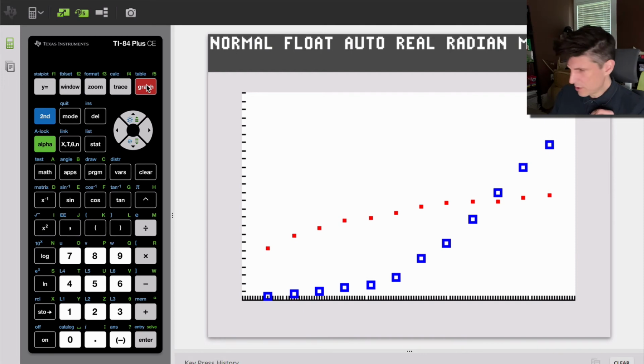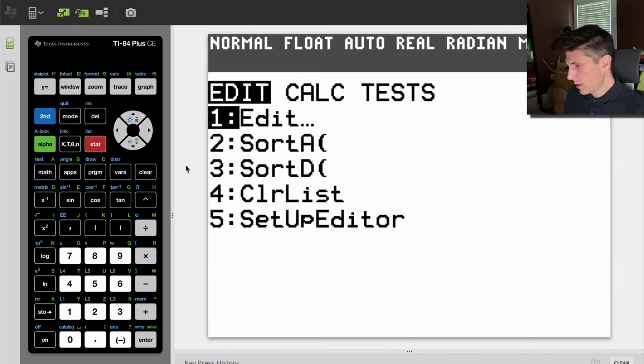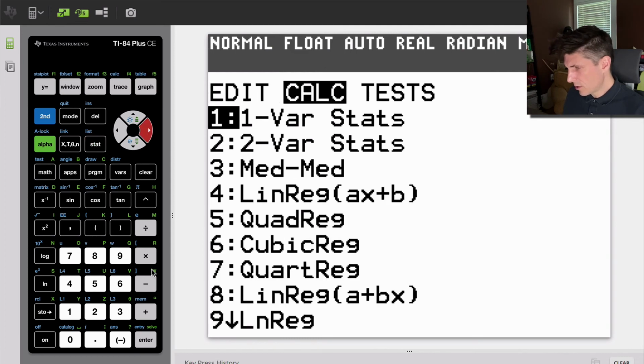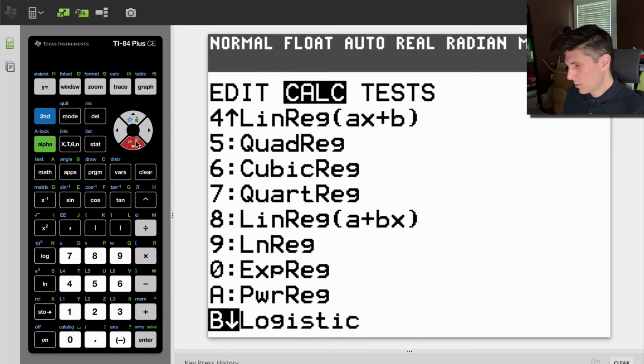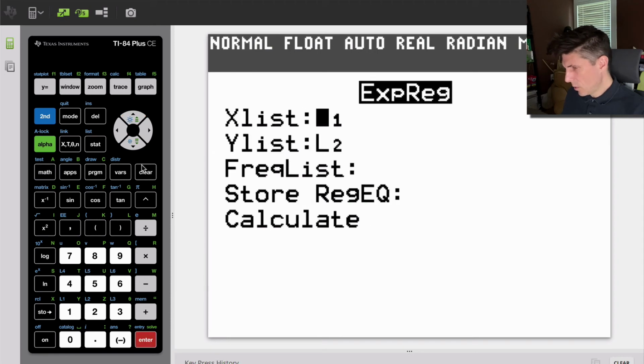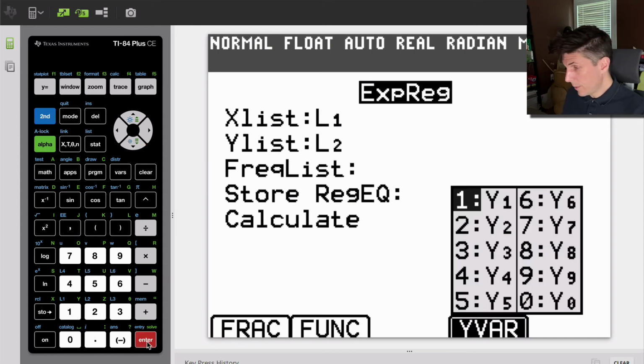Interesting. And then the Pennsylvania one seems to spike up there. So anyway, just for fun, let's come in here and do some regressions. The first one we're going to do is an exponential on both. So we're going to do exponential regression, L1, L2, and I'd like to store that equation in alpha trace Y1.